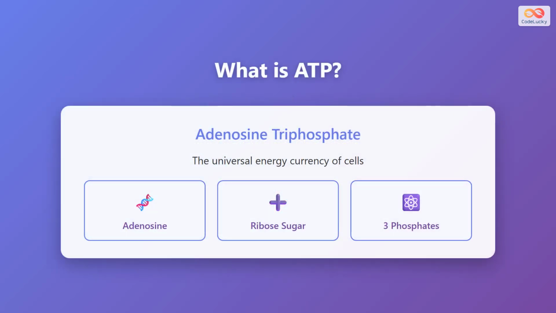ATP stands for adenosine triphosphate, and it's often called the universal energy currency of cells. Every living organism, from bacteria to humans, uses ATP to store and transfer energy. The molecule consists of three main components: adenine, which is a nitrogenous base, ribose, which is a 5-carbon sugar, and 3 phosphate groups linked together in a chain.